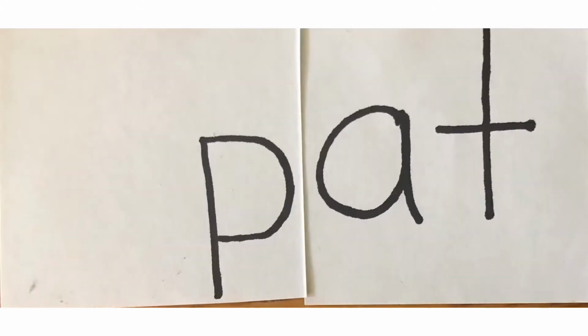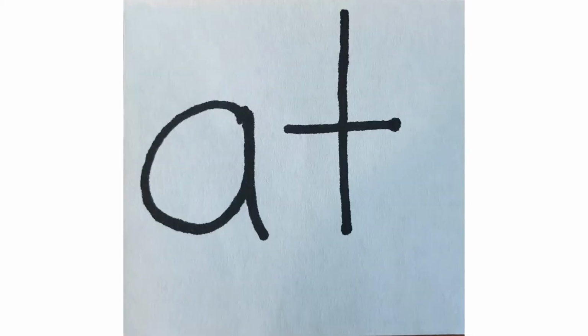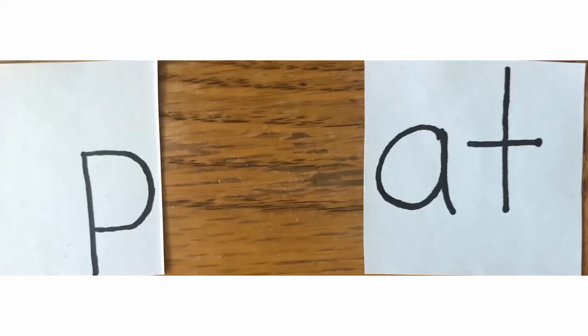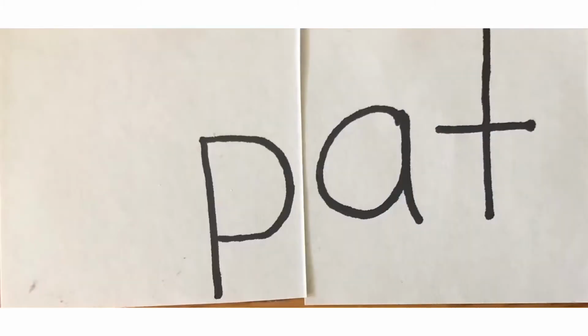Here's our next word, P-A-T. Let's look at the different letters and talk about their sounds. The first letter is P, and we know that P makes the sound P. So the first sound in our word is P. After the P comes A-T, and we know that A-T says at. So the sounds that we're blending are P and at. How can we blend P, at? P, at, pat. That's right. P-A-T spells pat, like pat on the head.